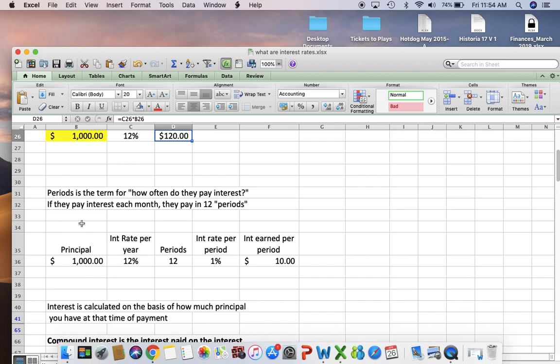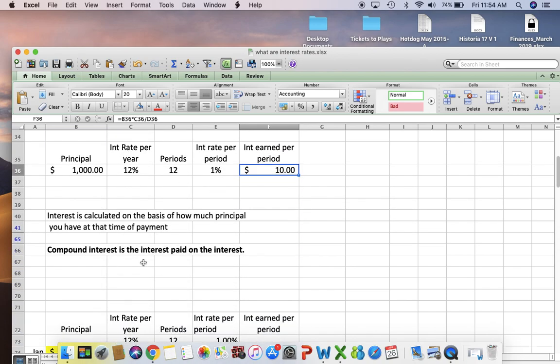If they pay the interest each month, they pay in 12 periods. In our example of $1,000 deposited, if the interest rate is 12% and there are 12 periods, 12 payments made per year, 12 divided by 12 is 1, each payment would be 1%. So that would mean $10 per month.